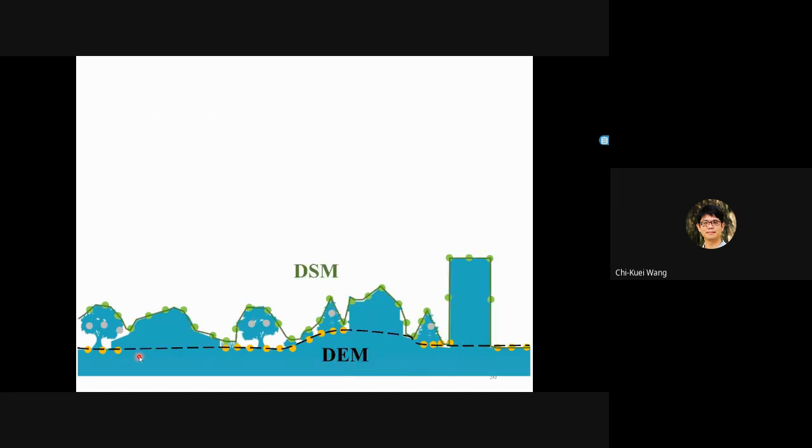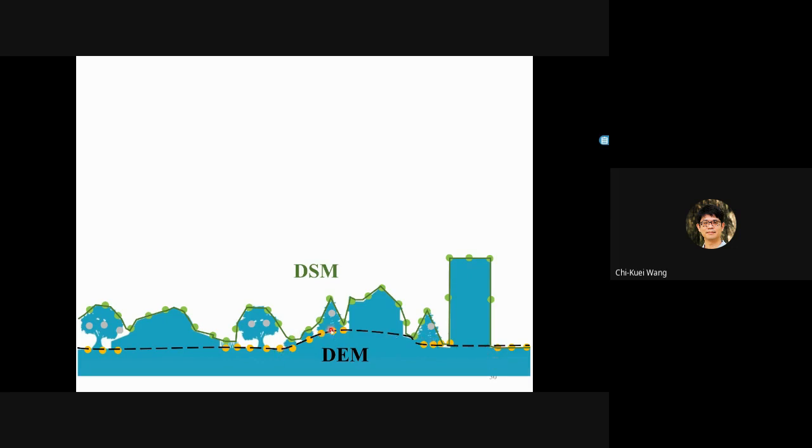So if we link all the points together, all right, so this is the DEM. So this surface is an elevated surface. This is a natural elevated surface. Okay, this is something we call bare surface.